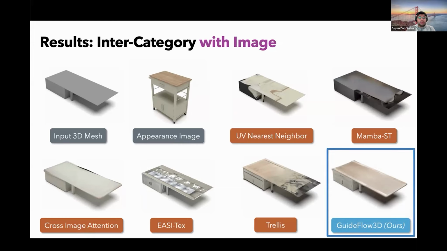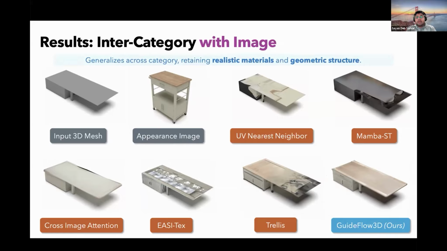So what we do is you sort of get the same top, and you get the same color on the other parts of this table. Right. So we are able to generalize across categories, and we do maintain realistic materials, and we do maintain the structure. We do not really have any problems in maintaining the structure like some of the other methods that you see here. Right. Okay, now that we have pushed it to intercategory with image, can we push it to intercategory with text?